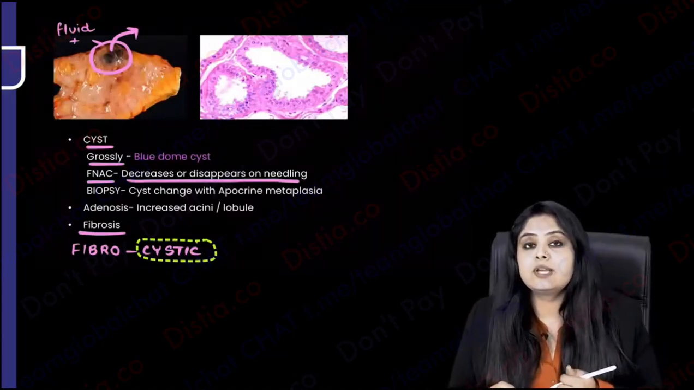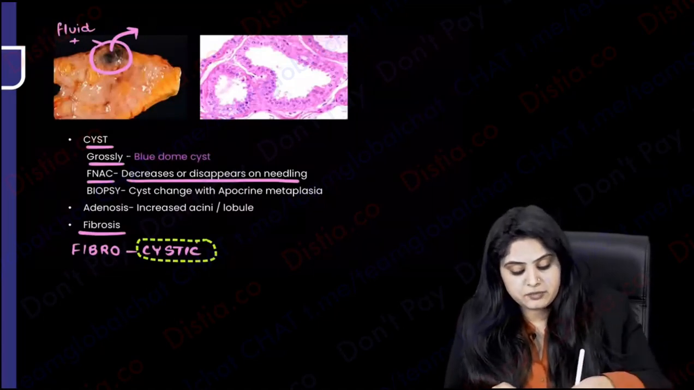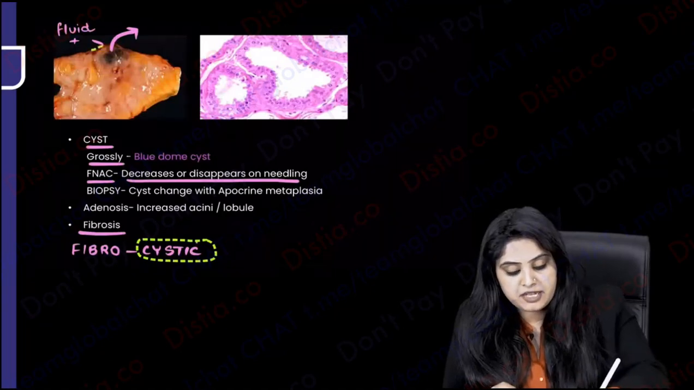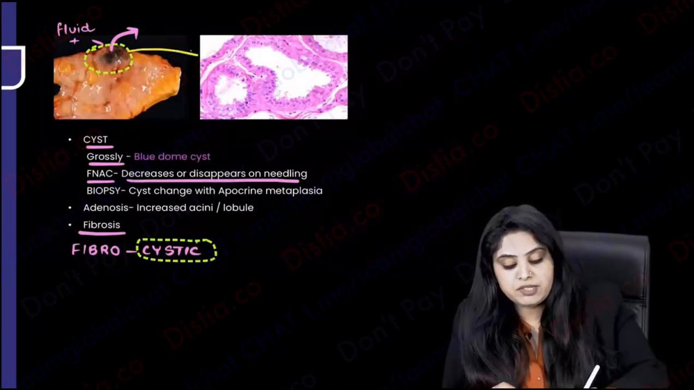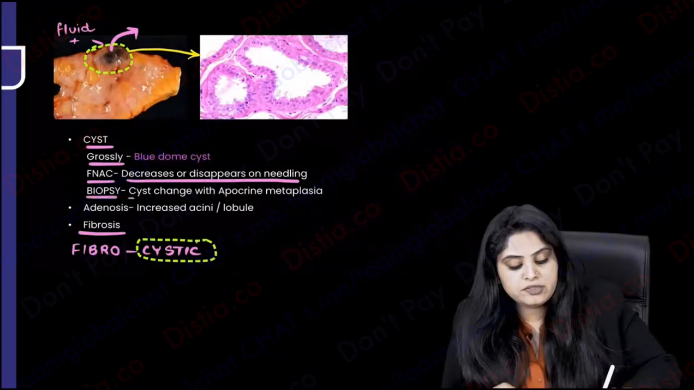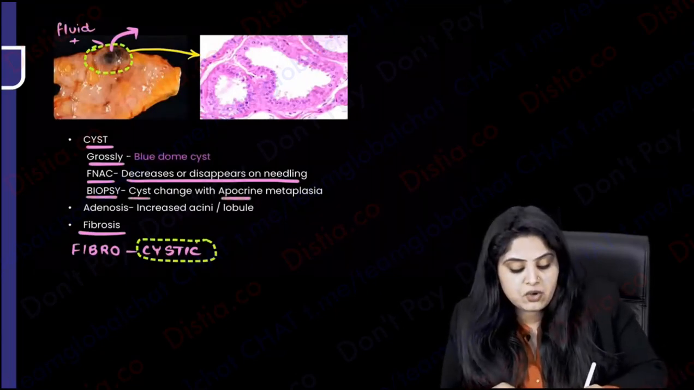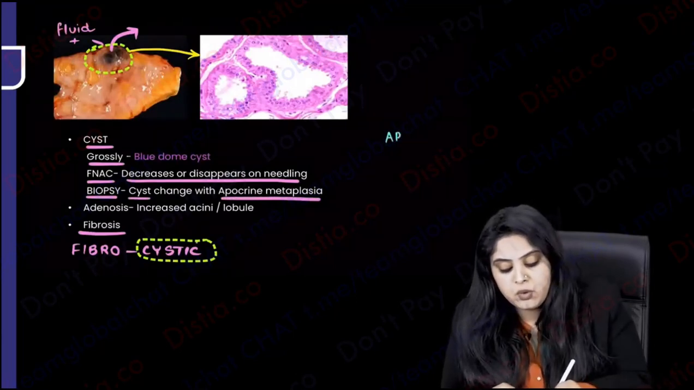Now when I try to look at the biopsy, imagine if I would have taken this biopsy out, if I resect it and I look at it under the microscope, what am I going to see? So what is the cyst lining made up of? On a biopsy, I am going to see the cyst, but that cyst has something called apocrine metaplasia. So first I want to explain to you what we mean by apocrine cells.